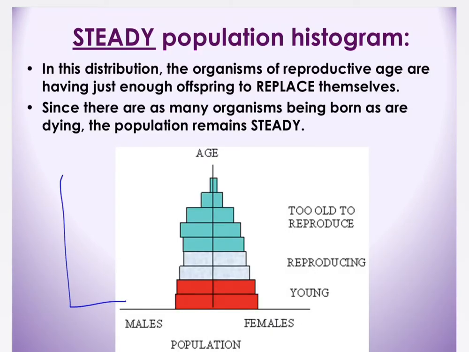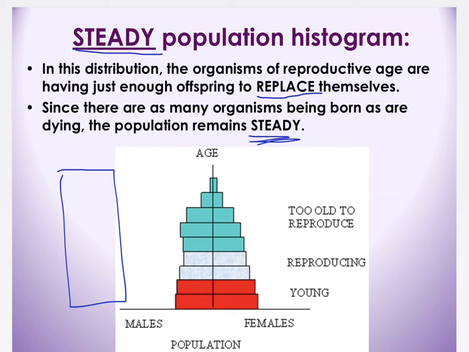If you have a relatively straight histogram, this is going to be a population that's steady, which means there's roughly as many young people as there are older people, and they'll just keep replacing and reproducing and replacing and reproducing. So there are enough young people that they'll essentially be able to replace the older generation as they die off. So this is considered to be a steady population.